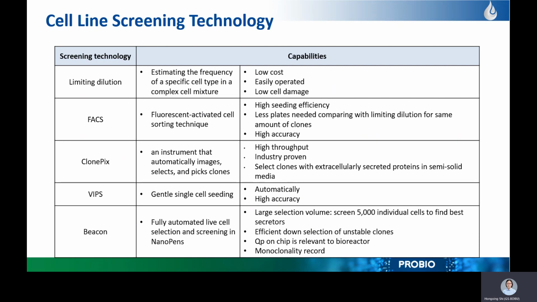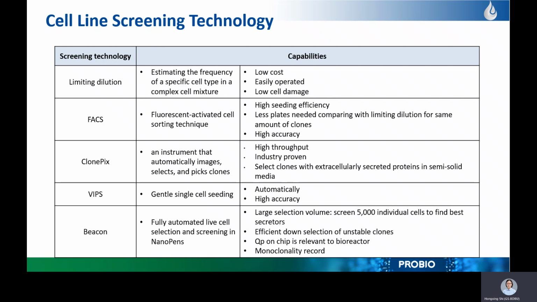Among the screening technologies, the limiting dilution method is easy to apply for screening, and there's almost no damage to the cells. But in order to obtain enough clones, both the plating density and the medium need to be optimized. FACS needs fluorescent labeling. ClonePix needs to use semi-solid medium, and the method for judging the high expression of secreted antibodies needs to be optimized to improve the accuracy of the judgment of high productivity clones.